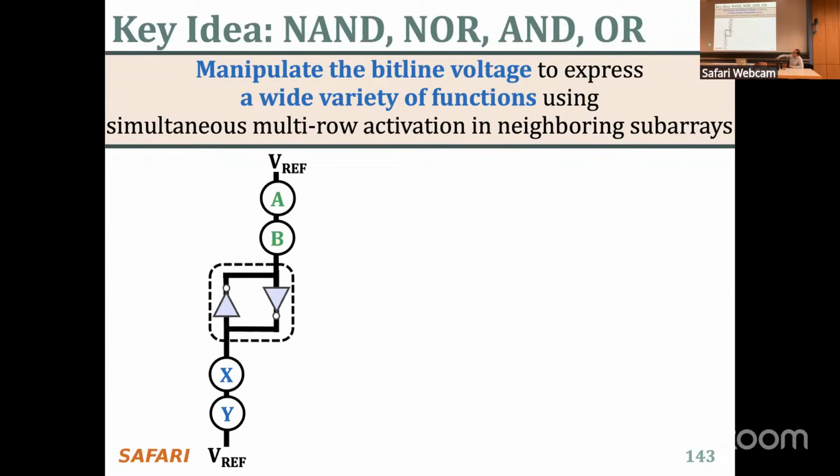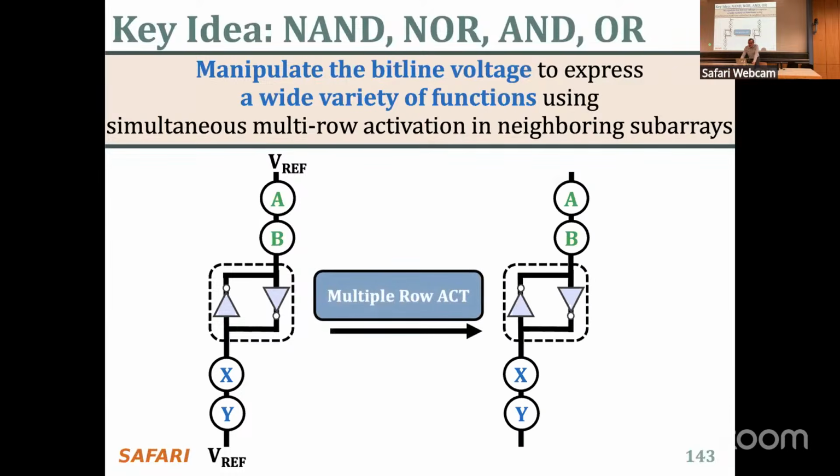So let's take a look at this picture over here. Here we have two things on this end of the subarray and two things on this other end of the subarray. This is a different subarray, essentially. So if you actually violate the timing parameters and concurrently activate A, B, X, and Y, the question is what happens? Fundamentally, the sense amplifier would compare the average voltage of A and B to the average voltage of X and Y. That's circuit theory again.